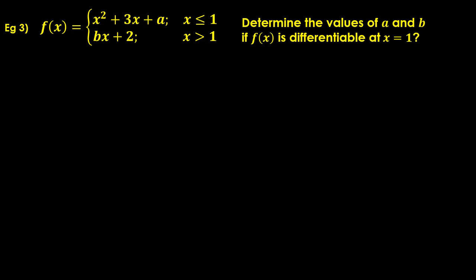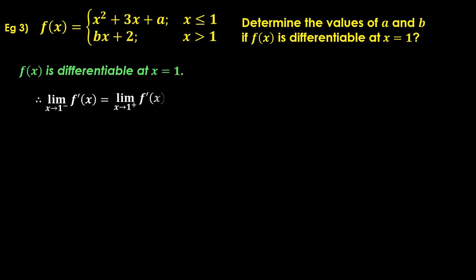In example 3, we're looking at differentiability in a slightly different way, and it's a very important question for exam purposes. So we need to determine the values of a and b if f of x is differentiable at x is equal to 1. Now, if it's stated that the function is differentiable at x is equal to 1, it means that the limit of the derivative as x approaches 1 from the left-hand side is the same as the limit of the derivative as x approaches 1 from the positive side.